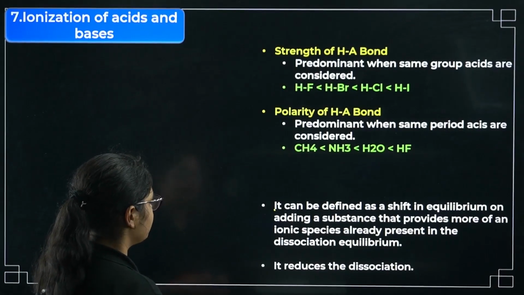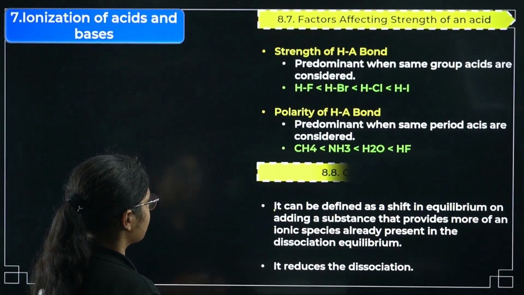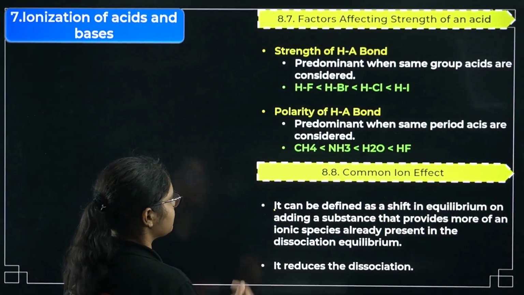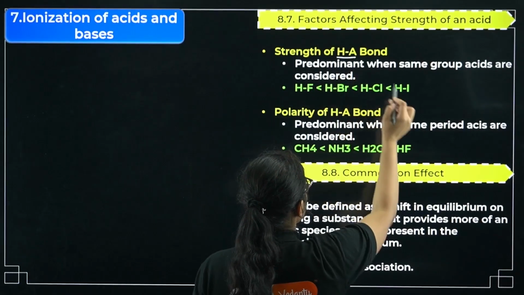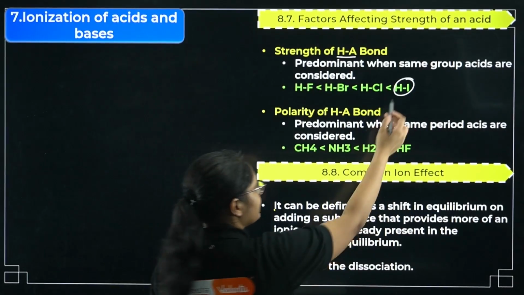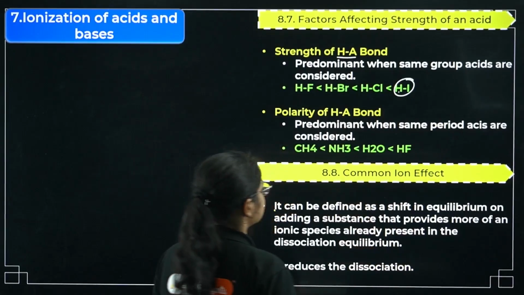Next we will go to ionization of acids and bases. So strength of an acid, on what factors does it depend? It depends on the HA bond. You know the HI bond is very weak because of the size, so it can easily donate H plus. So this is the order that is followed here.